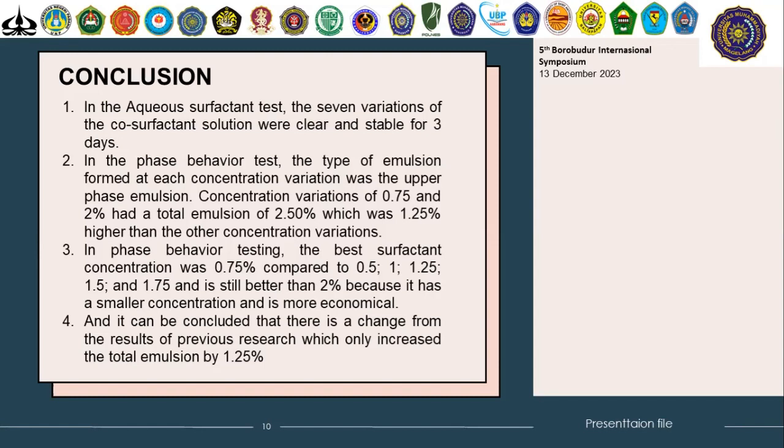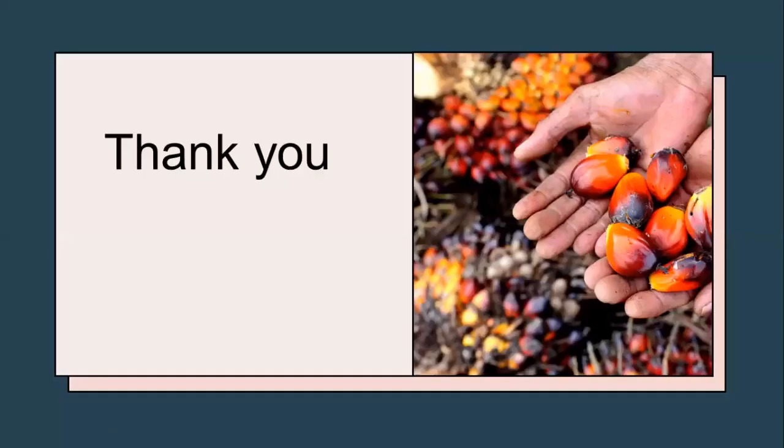In the phase behavior testing, the best surfactant concentration was 0.75% compared to 0.5, 1.25, 1.5, and 1.75, and it is still better than 2% because it has a smaller concentration and is more economical. It can be concluded that there is a change from the result of previous research, which only increased the total emulsion by 1.25%.